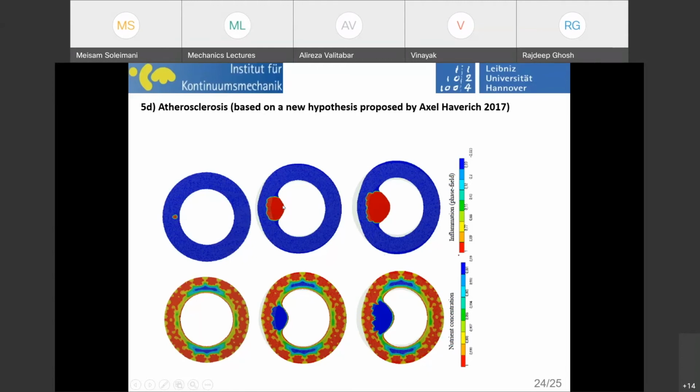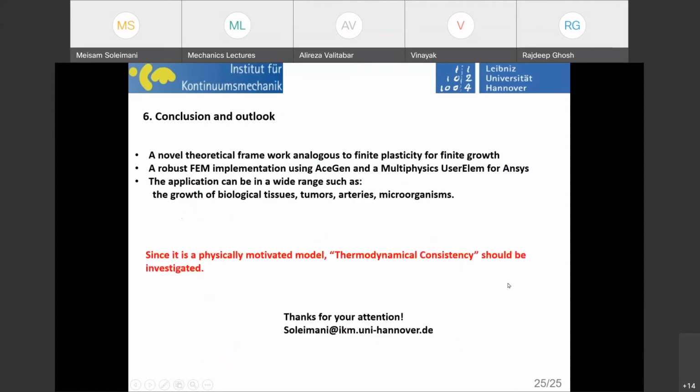And then depending on this inflammation, you get this overgrowth that at the end of the day leads to stenosis within the wall, and these are the results that you can see here. This is the inflammation region, and this is the region that has been deprived of nutrient. You see that very complex morphology can be captured using this phase field combined with the growth model that we had. Okay, so with this I would come to the conclusion and the outlook of the work.